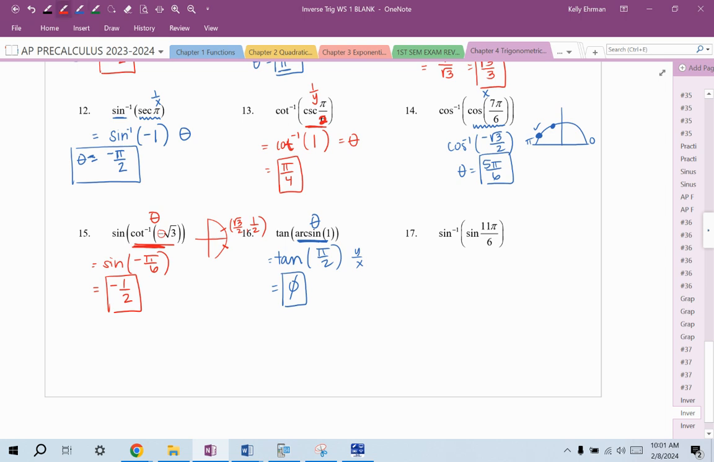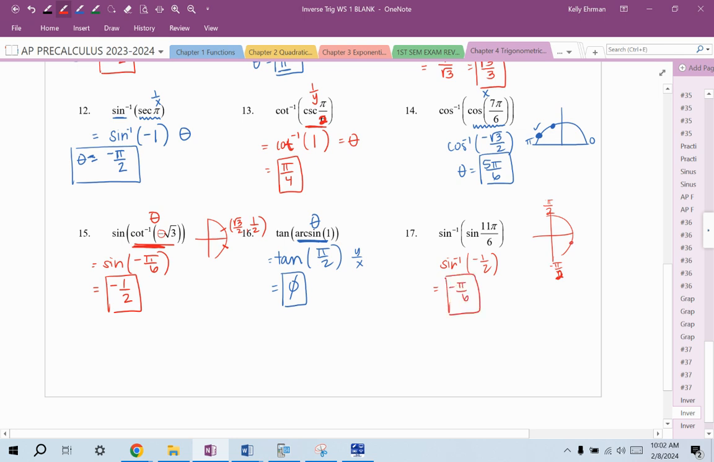Same thing on 17 as 14. I don't want to just cancel these, even though they are inverse operations. They do cancel each other, but the answer is not necessarily 11 pi over 6. Because remember, we're restricted to negative pi over 2 to pi over 2. Okay, so what is the sine of 11 pi over 6? It's negative 1/2. What's the arc sine of negative 1/2? It's negative pi over 6.